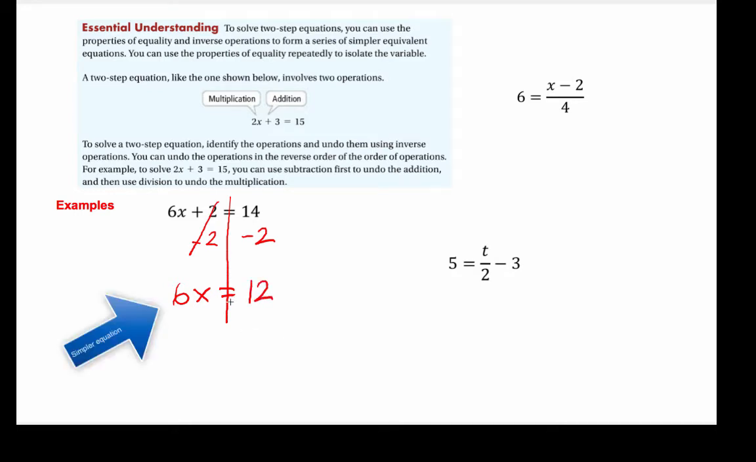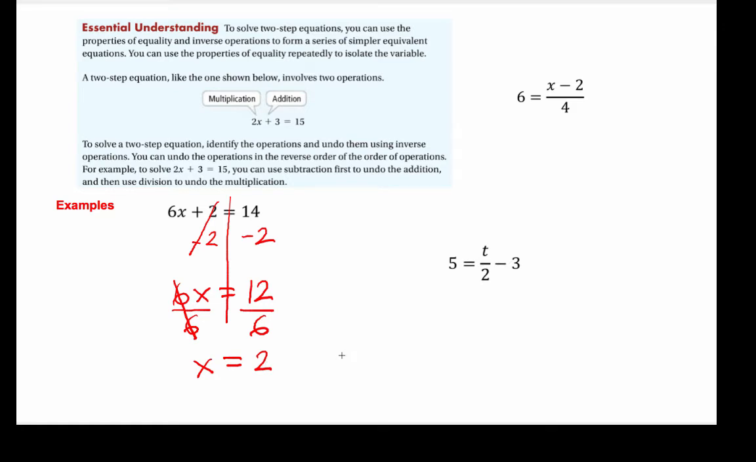Now we have a simpler, smaller equation with just one term on one side and one term on the other side. We're trying to isolate x. This says 6x or 6 times x. The opposite of times is to divide. So we would divide both sides by 6. 6 divided by 6 is 1, so that gives us 1x, just x. 12 divided by 6 is 2. So we have a solution of x equals 2.